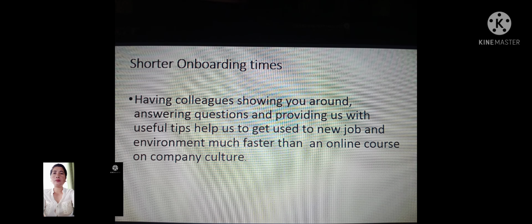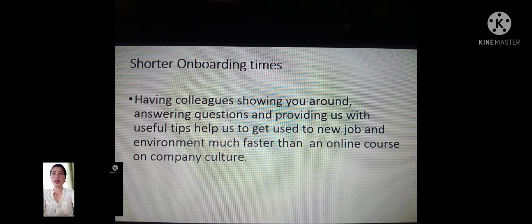The other one, we have also shorter onboarding times. Having a colleague showing you around, answering questions and providing useful tips helps us to get used to a new job and environment much faster than an online course on company culture or responsibilities. So those are all the advantages of social learning.